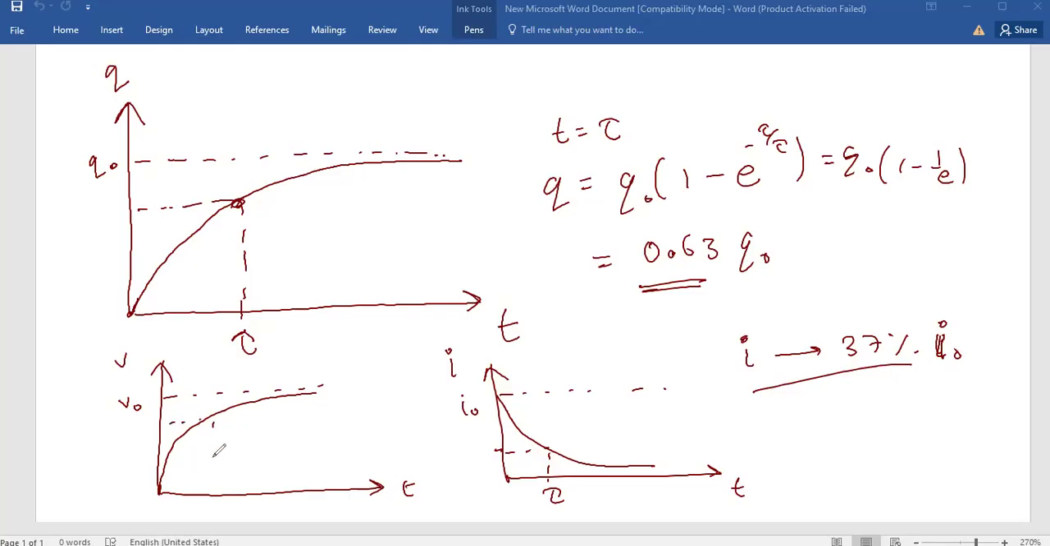So here also the time constant can be defined in terms of voltage, in the same way as for the charge. So this is all about the charging of a capacitor. Now we will discuss the discharging of a capacitor.